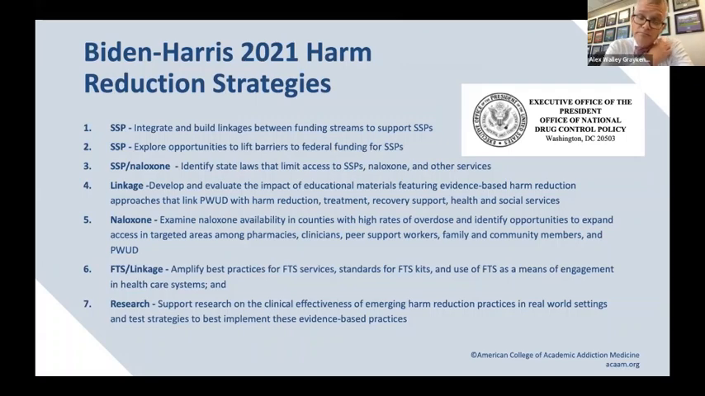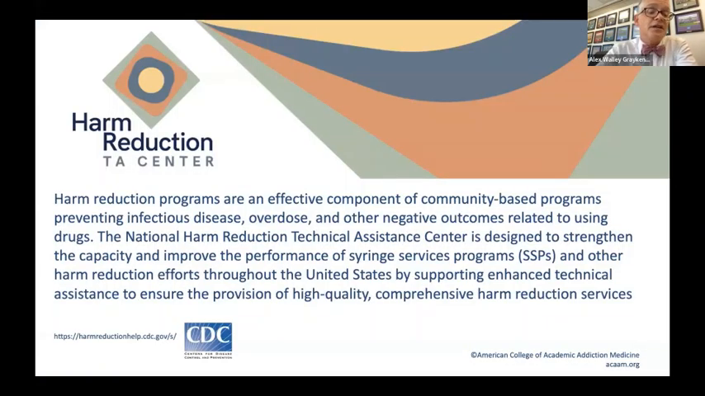And so these are harm reduction strategies that are now supported and endorsed by the federal government, and federal funds can be used to pursue these. The CDC now has a harm reduction technical assistance center. And here's the statement from their face page.